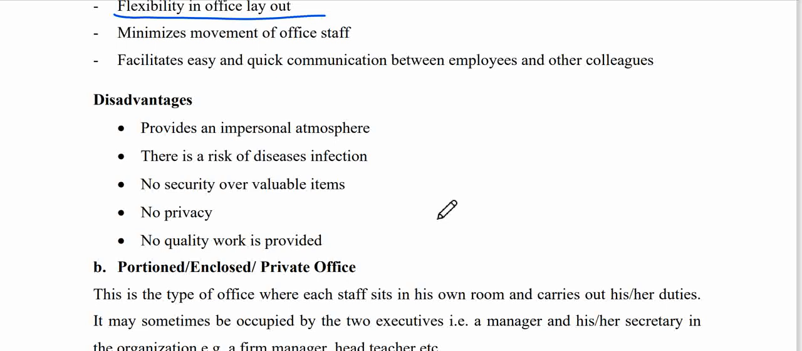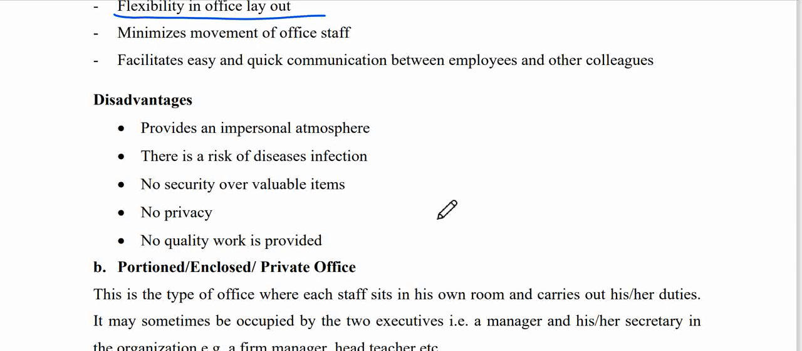Next, no security over valuable items. You leave your things on the table, and because every person uses that office, there's a possibility that somebody picks it up. After all, many staff, 20 of the staff, could enter that same office. So valuable items and valuable documents have no security. And also there's no privacy, of course. That is self-explanatory.